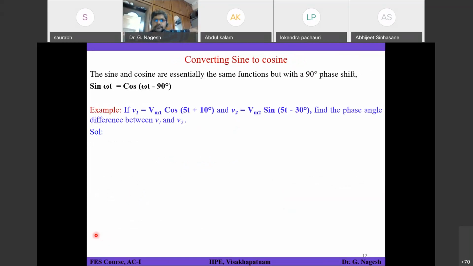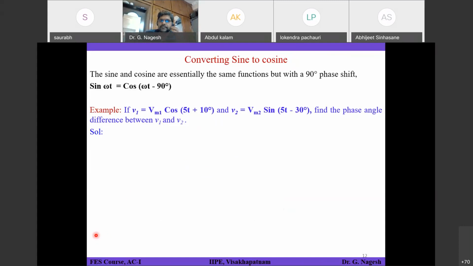So the sine and cosine waveforms are essentially the same functions, but with a 90 degrees phase shift. Sine function and cosine function both are sinusoidal quantities only. The only thing is there will be a phase angle difference or a phase shift of 90 degrees. That means theta is equal to 90 degrees. That is going to exist between the two. That is the only difference.